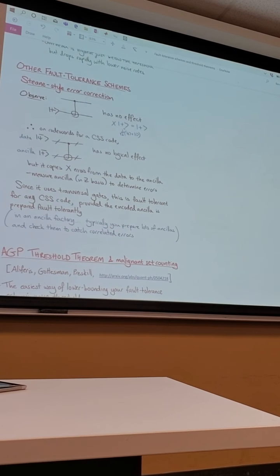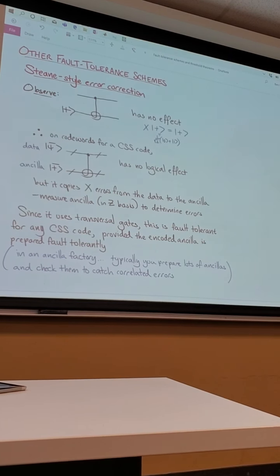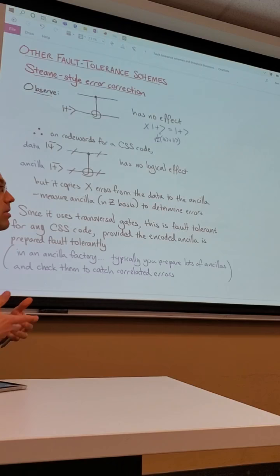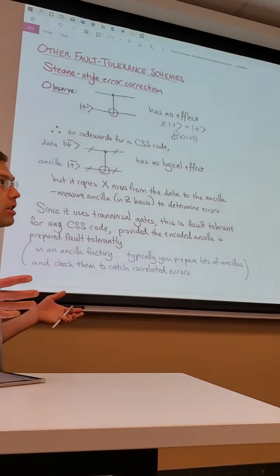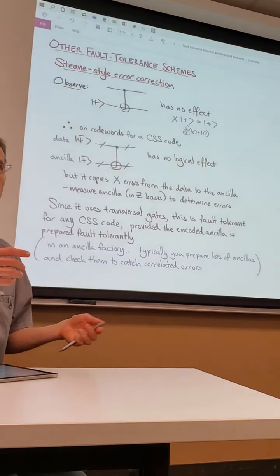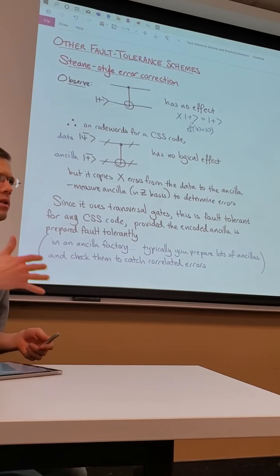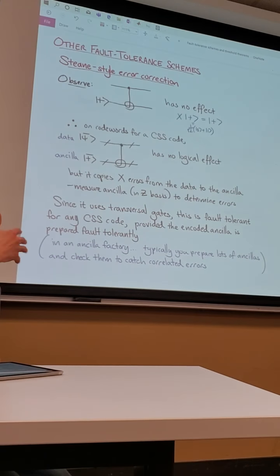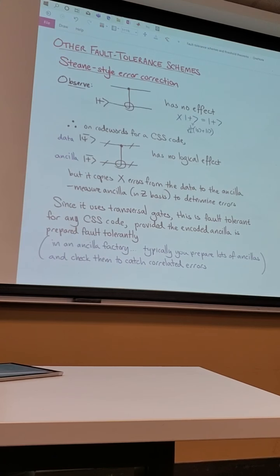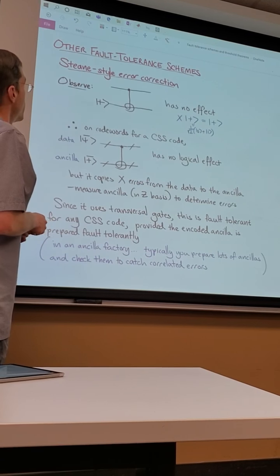So that's Shor style. So Shor style is you measure the syndromes one at a time. To measure each syndrome, what you do is you prepare a large cat state in a fault tolerant way, or a dual cat state, either way. So you use dual cat states to measure the Z stabilizers. You use cat states to measure the X stabilizers. There's other ways. So another scheme that people use is called Steane style fault tolerance.